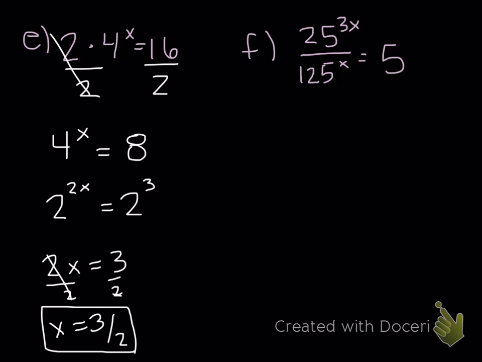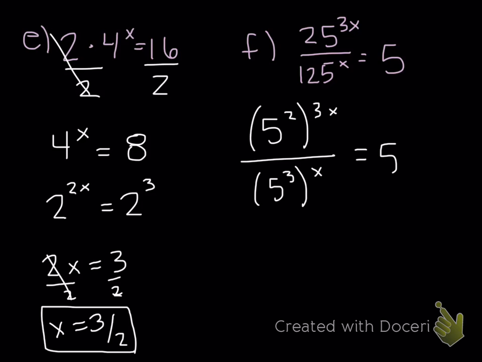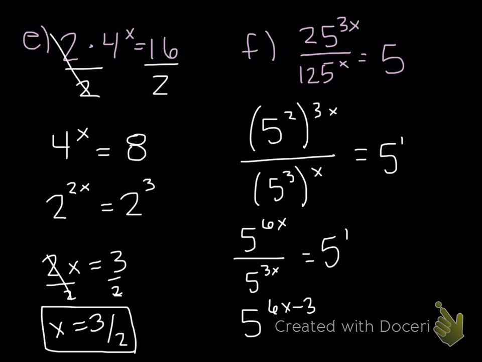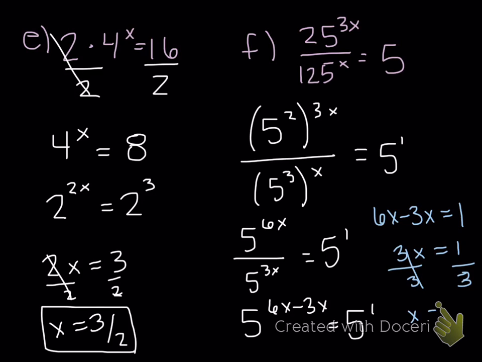And again, for our last one, you have to rewrite these. So in the numerator, I'll change that 25 to say 5 squared raised to the 3x. I'll change 125 to be 5 cubed to the x. And this is equal to 5 to the first power. So in the top, I'll have 5 to the 6x over 5 to the 3x. And if I condense this, I would say this is 5 to the 6x minus 3x. And at this point, now that I have the same base, I can set my exponents equal. And I know that 6x minus 3x would be a 3x. And we'll divide both sides by 3. So x equals 1/3.